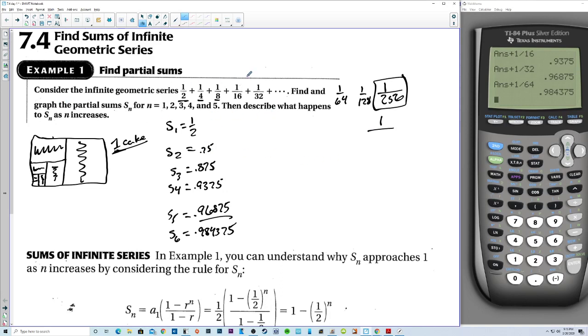Now, I don't even know if we're following the example. Find the partial sums. We can graph them. We know that 1 is 1/2. So up here at 1 would be 1/2. 2 would be 0.75. 3 would be 0.875. 4 would be 0.93, and what ends up is we're leveling off. We won't go above 1. We're leveling off to 1. Then describe what happens as S sub n as n increases. S sub n is approaching 1 as n approaches infinity.